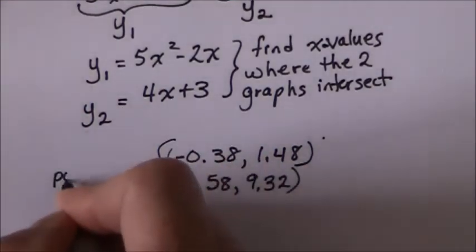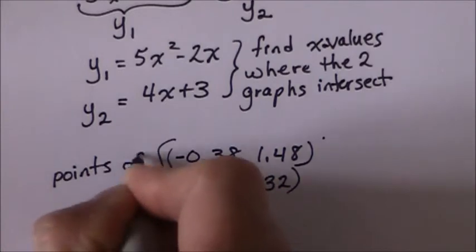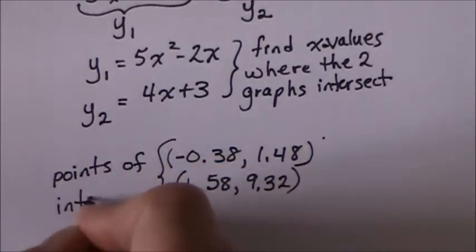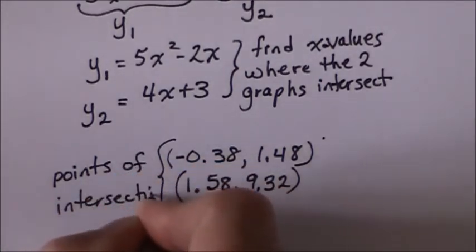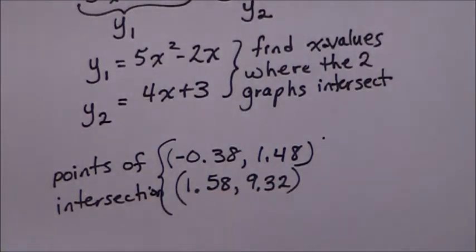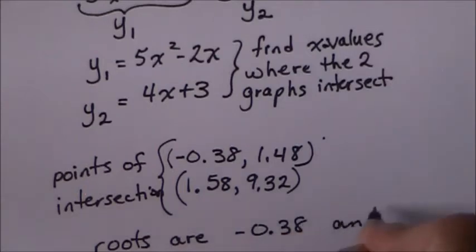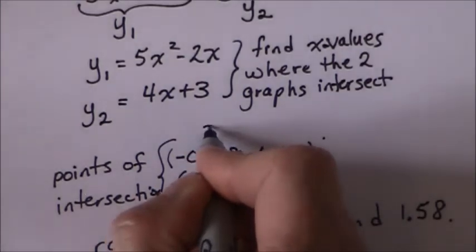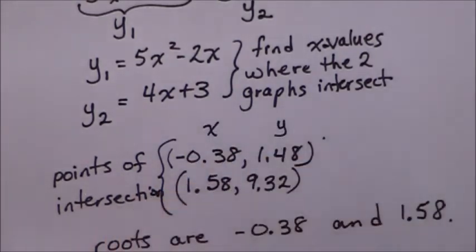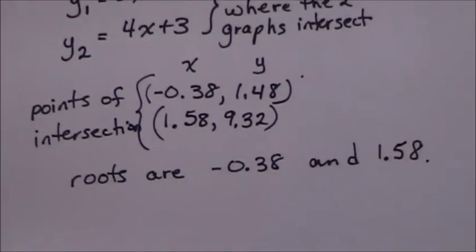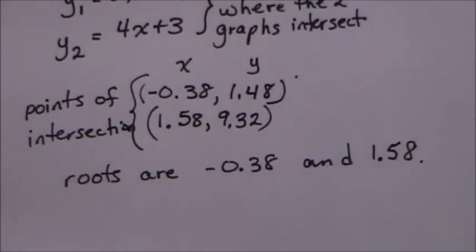So these were the points of intersection. And as we look at those points of intersection, we wanted the x values. So our roots are negative 0.38 and 1.58. Remember, points are always x first, then y. So our x values would be the roots.